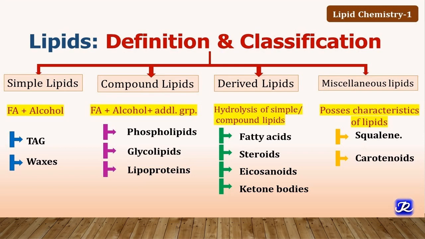The compound lipid consists of fatty acid, alcohol and also an additional group. Examples are phospholipids and glycolipids. The derived lipids are products of hydrolysis of simple or compound lipids. Examples are fatty acids and steroids. The miscellaneous lipids show the characteristics of lipid. Examples are squalene and carotenoids.